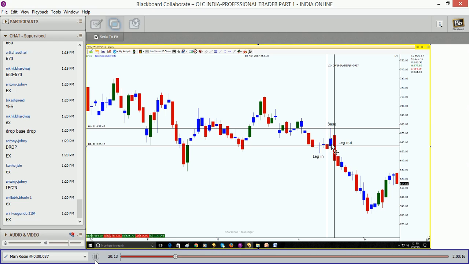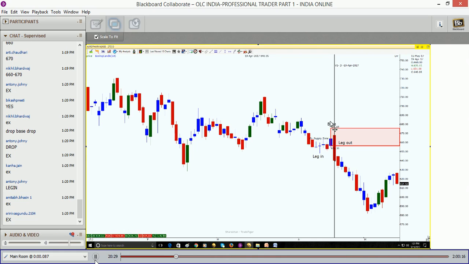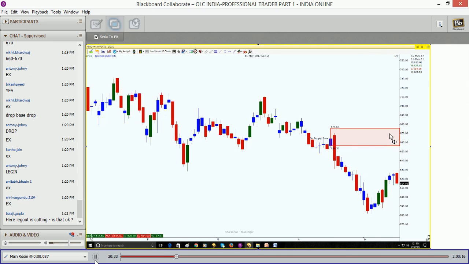What do I do now? I go to the top left corner of the screen, select the supply zone tool and drag and drop my supply zone like this. I remove this vertical line and horizontal lines this way. This becomes my supply zone in Aurobindo Pharma.